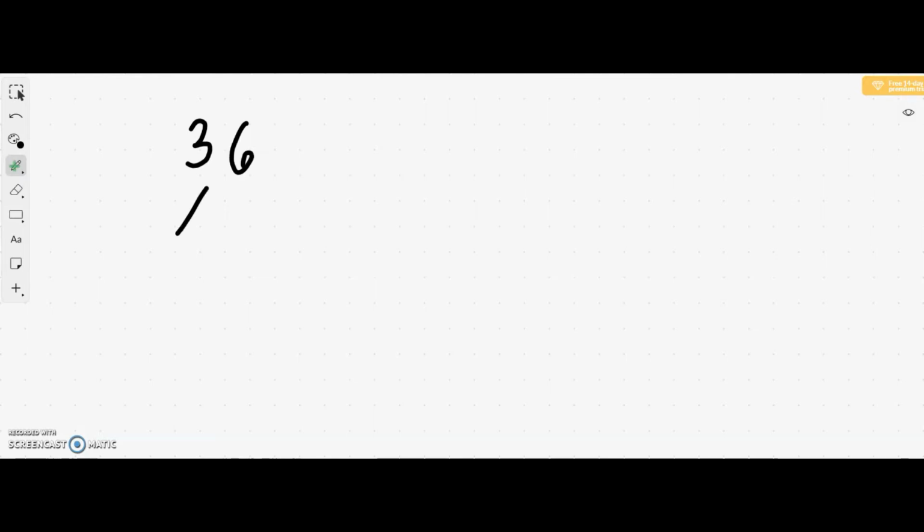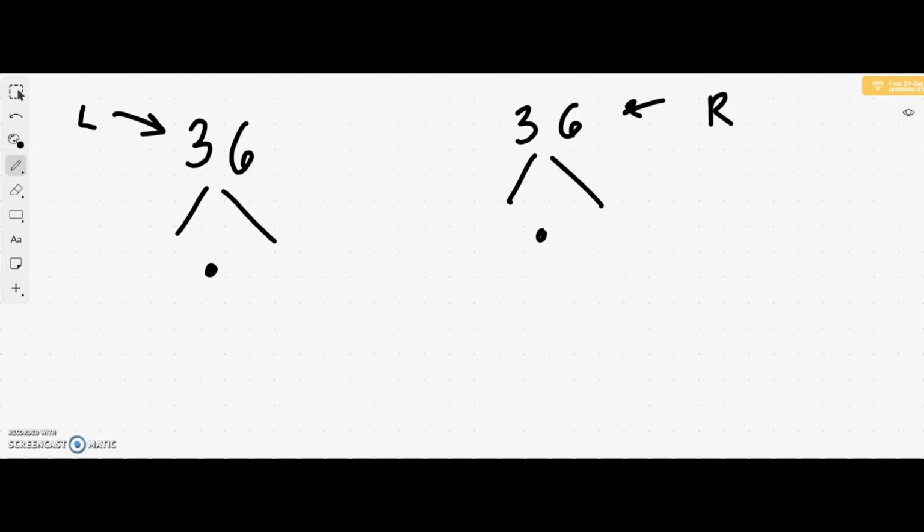Now, there are a lot of factors for 36. That's why I picked it. I want to show you that regardless of what numbers you pick, you'll still get there. The number on the left side and the number on the right side, the two 36s, will still get us to where we want to be. So we're going to take 36 and break it down. The first thing that comes to mind is 6 times 6. We have to keep breaking it down.